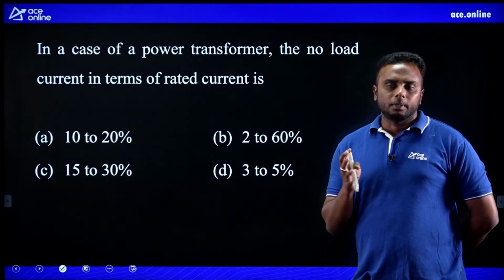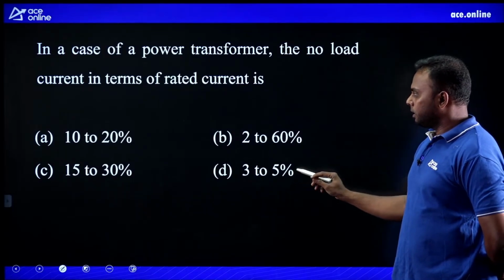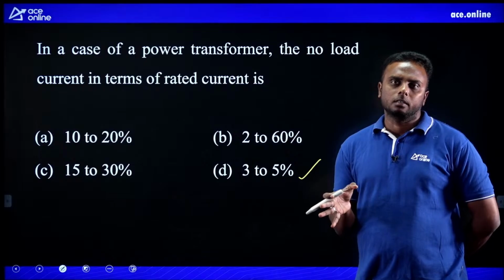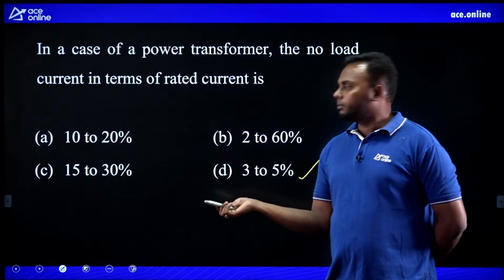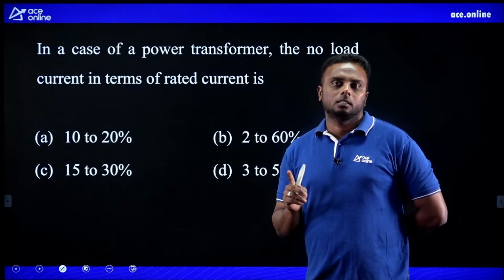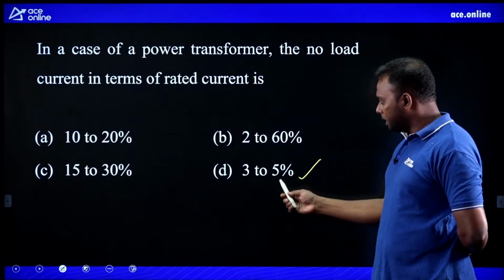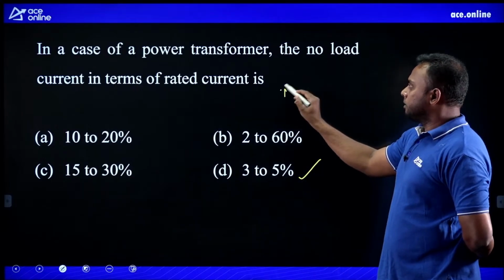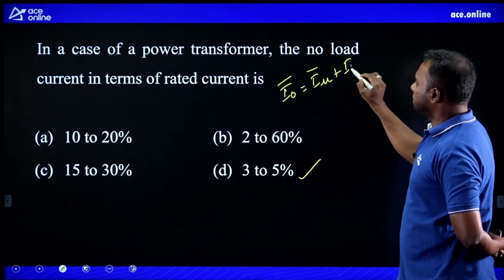Don't forget these percentages in transformer and induction motor, they are related almost. The percentage of no load current is 3 to 5%. Very low, mostly up to 5%, not more than that. If it is an induction motor, you may have a little more, 15 to 30% like this. But for a transformer, no load current is around 5 to 6%, not more than that. So out of the given options, the lowest percentage is this 3 to 5. And this is the no load current. No load current is the sum of what? Two currents again: magnetizing current and iron loss current, Iw.